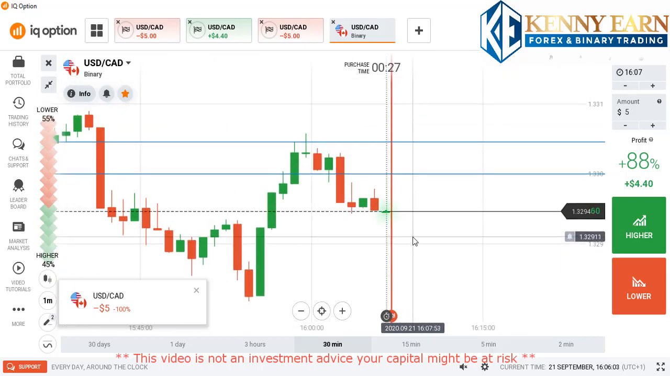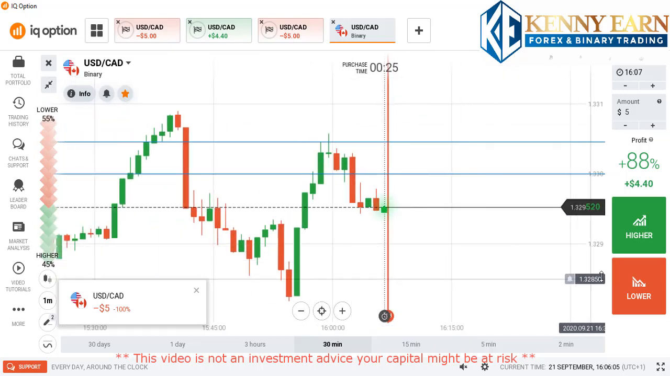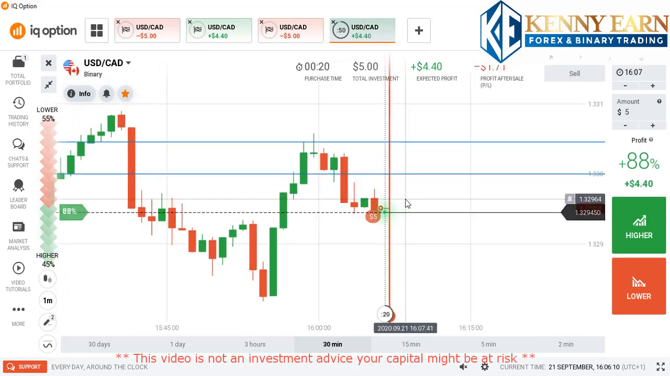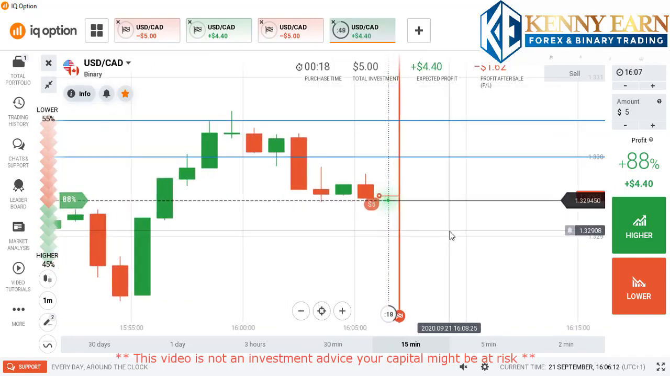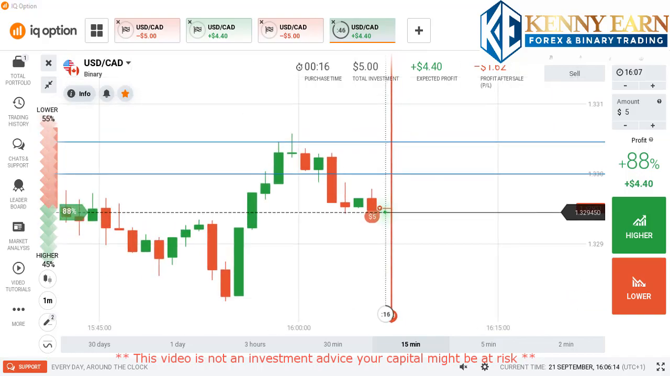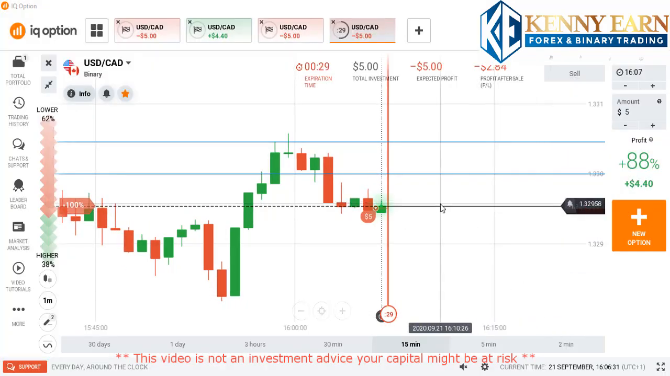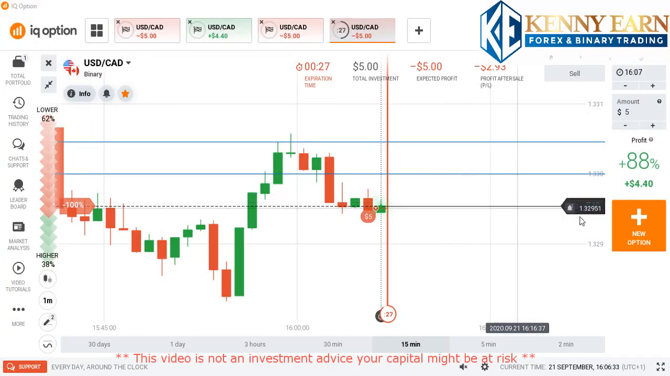Okay, sellers brought the market down. Okay, that means the market is coming down. So I'll go with the lower option. I place a lower option here because this candle tricked me. I thought the buyers wanted to retrace to this level, but they failed. We had a strong seller entry, so the market is coming down now. Okay, let's see how it goes.